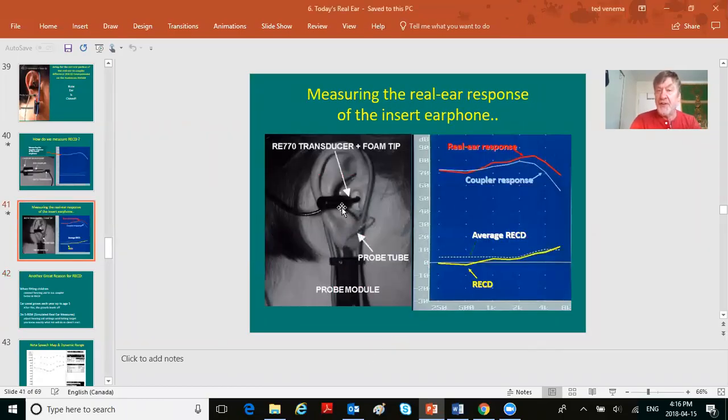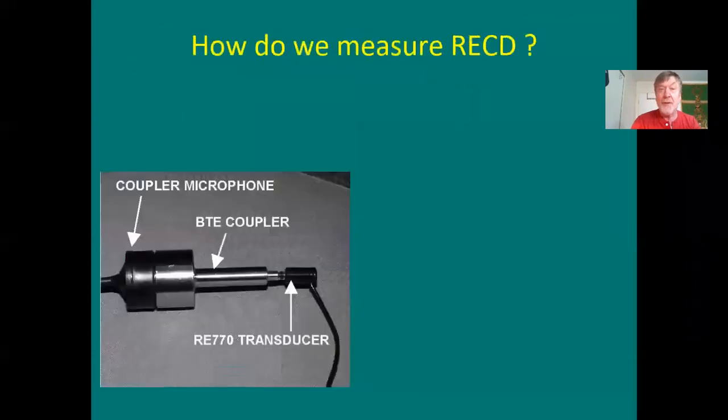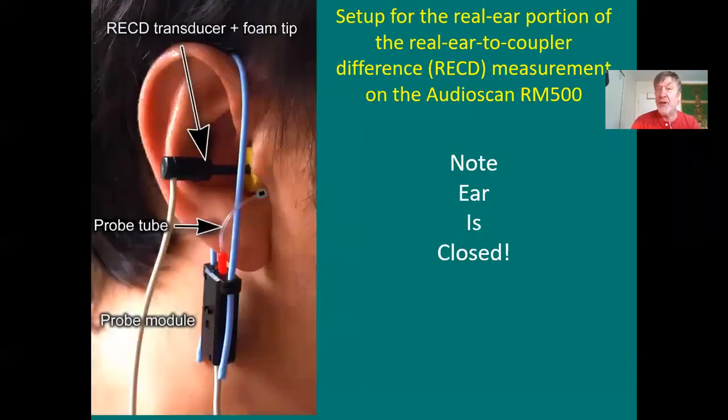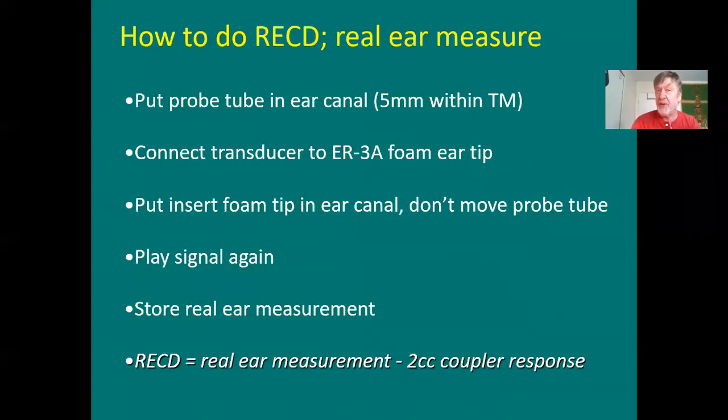Okay, and you have the tube stuck in the baby's ear, and you put this thing in the ear, and you measure the baby's real ear to coupler difference, just like they're showing you here. Okay, how do we measure RECD? How do we measure it?